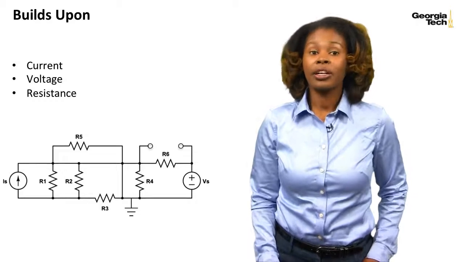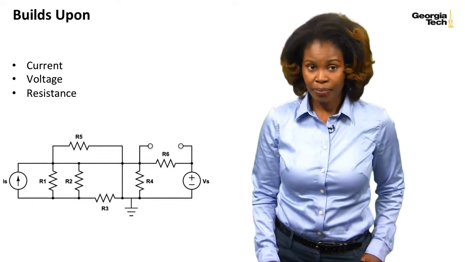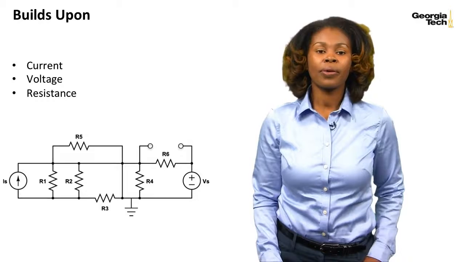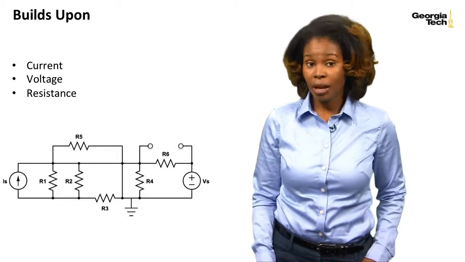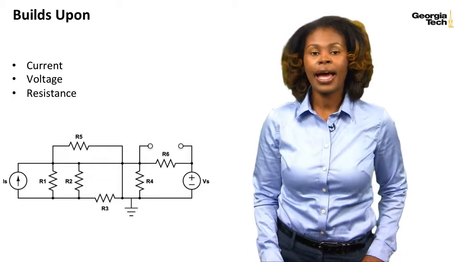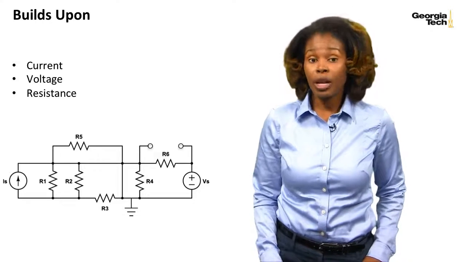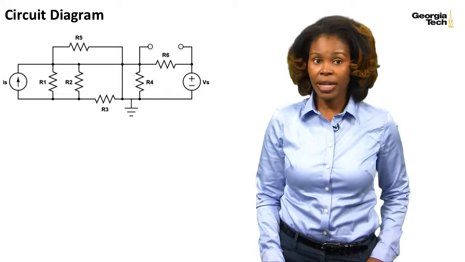This lesson builds upon current, voltage, and resistance. Remember that current describes how electrons flow through a circuit. Voltage describes how the energy changes over time for those electrons that are flowing. And resistance describes how the circuit opposes the flow of electrons.